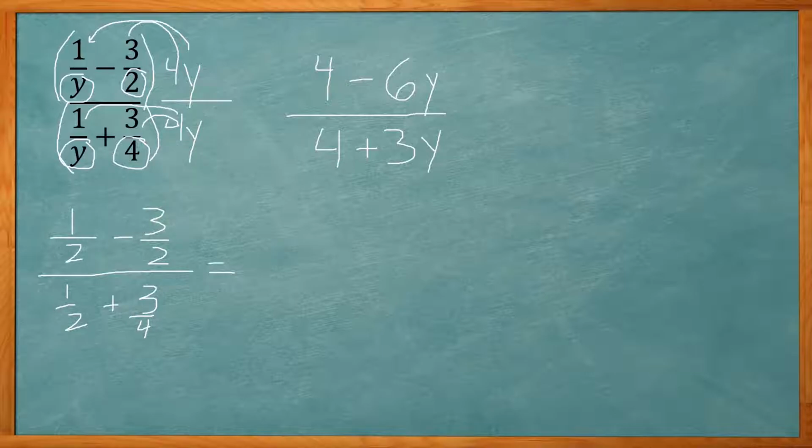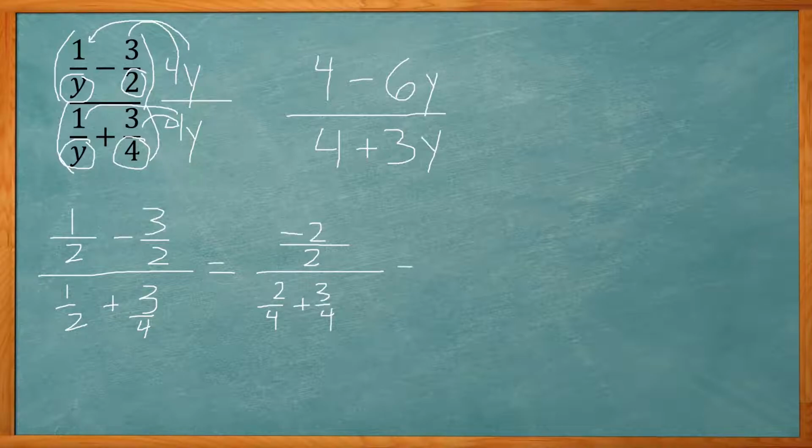Alright, so on the top I have 1/2 minus 3/2. Okay, so 1 minus 3 is going to be 2, so negative 2 over 2. Now here I need a common denominator for my fractions. And I got 2 and 4, so my common denominator is going to be 4. So it's going to be 2 over 4 plus 3 over 4. Alright, and the top, negative 2 over 2 is just negative 1. On the bottom, I'm going to have 5/4.